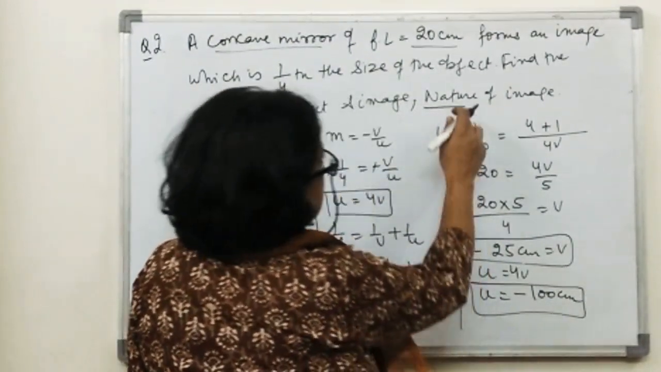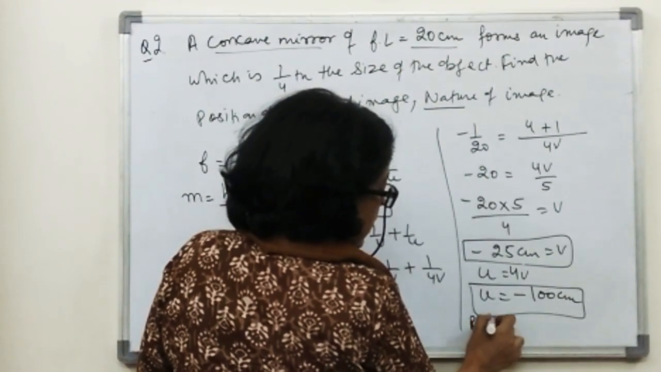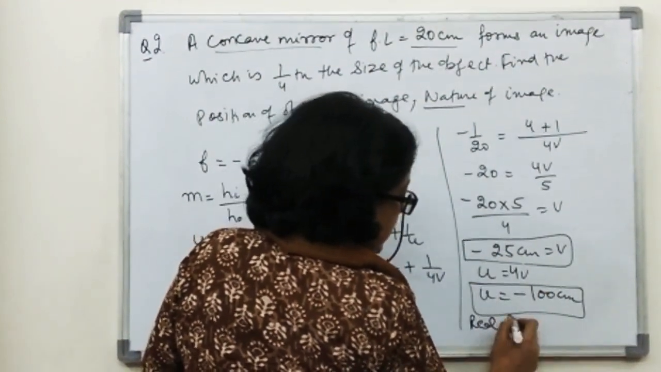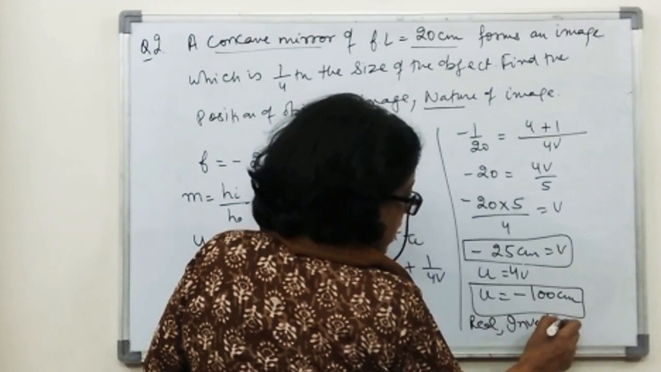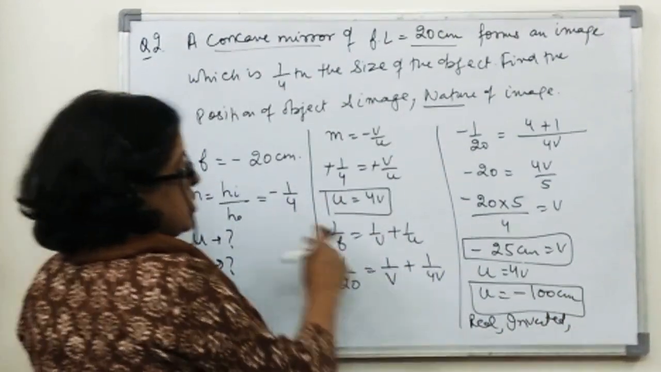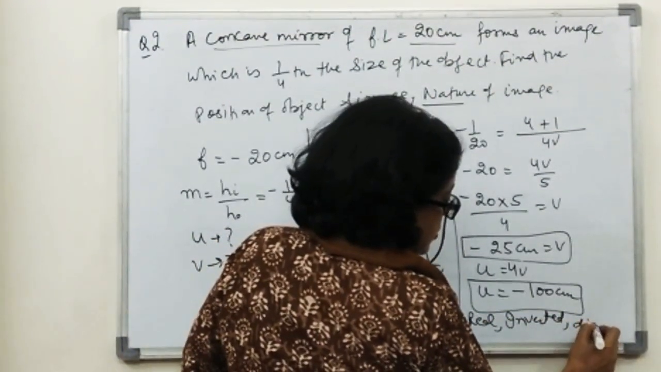And the nature of the image also is asked, and it is a real image, V is negative, inverted image. Obviously, if it is real, it has to be inverted. And it is diminished. Real, inverted, and the size is diminished.